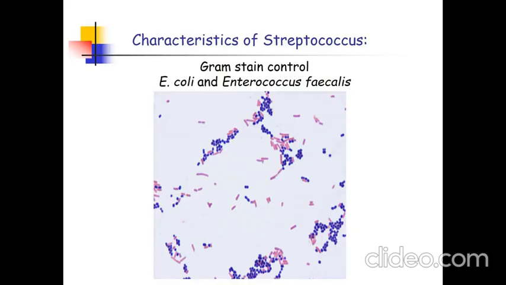In this slide, this is our gram stain control that we use, and we have E. coli and Enterococcus faecalis. So Enterococcus faecalis would be the gram-positive cocci that are in there, the nice, big, round, gram-positive cocci.